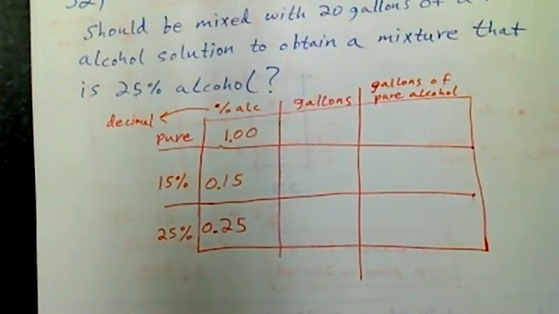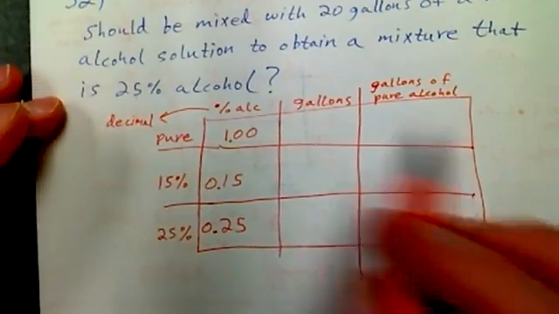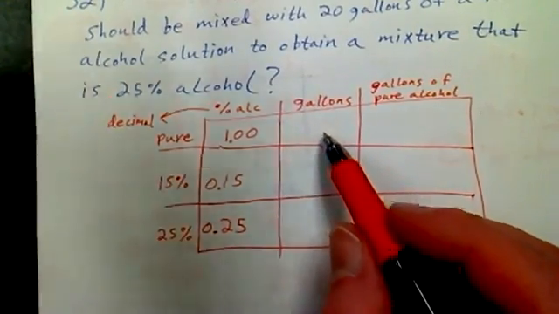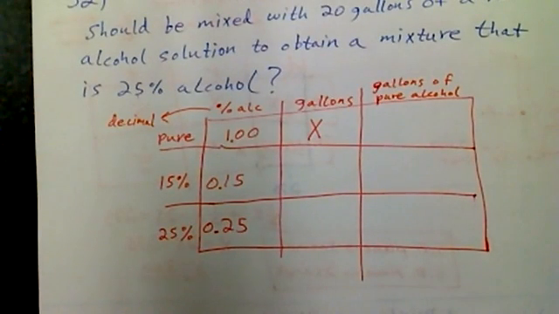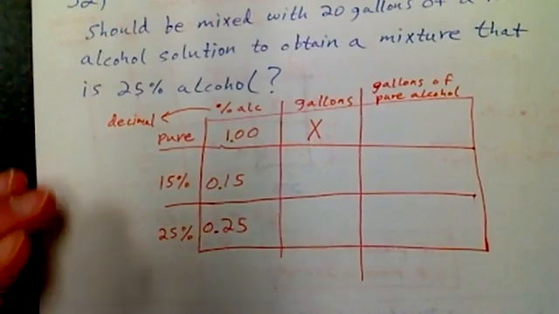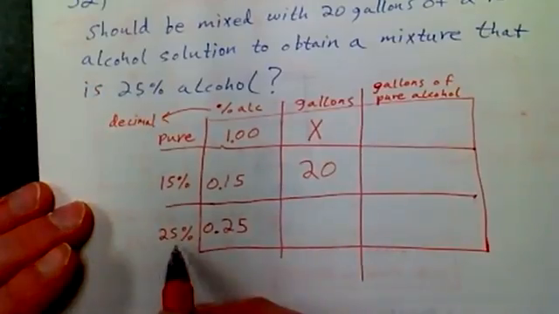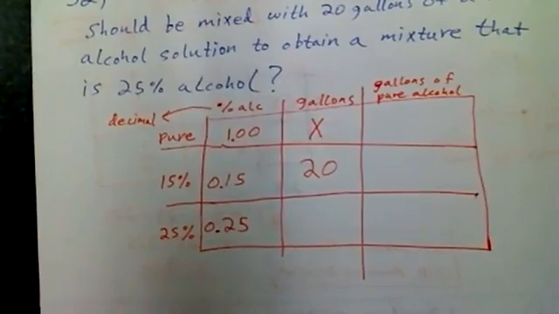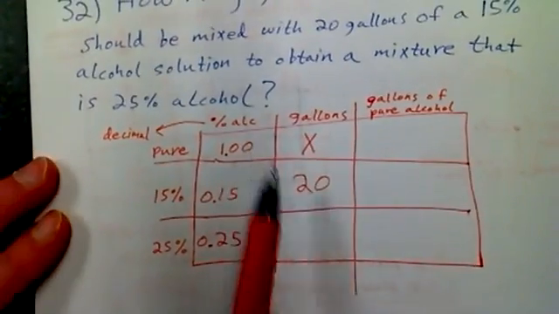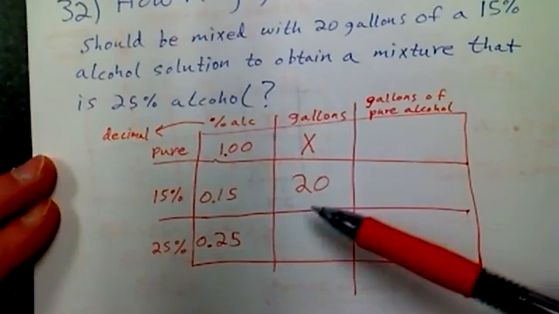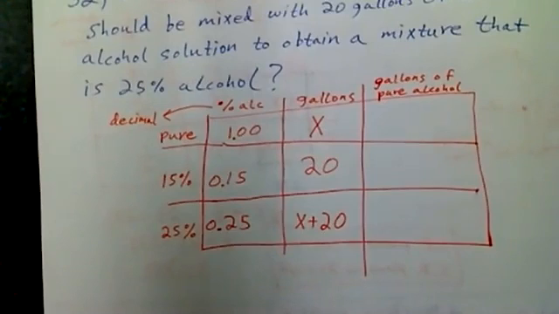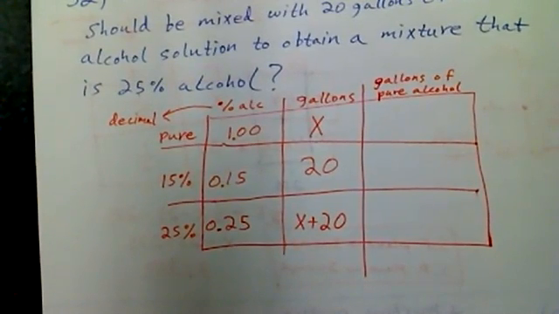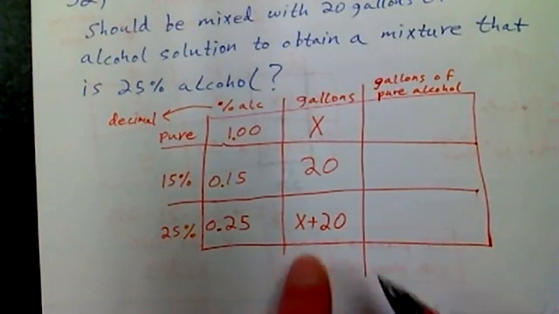Okay. So the gallons, well, I want to know how many gallons. So that's what I'm going to call X. How many gallons of the pure alcohol? Okay. How many gallons of the 15% alcohol do we have? We have 20. How are we supposed to know how many gallons we have of the 25%? Well, the 25% is what we get by mixing these two. So if I have X in this and I have 20 in this, I have X plus 20 in the mixture, right? I'm not going to lose liquid or add liquid. It's like the sum of the parts, okay?